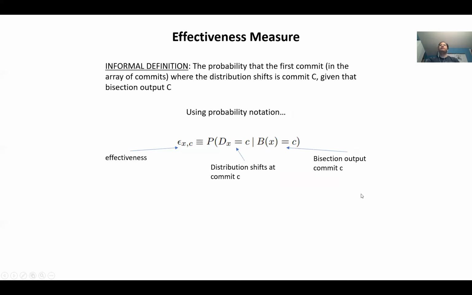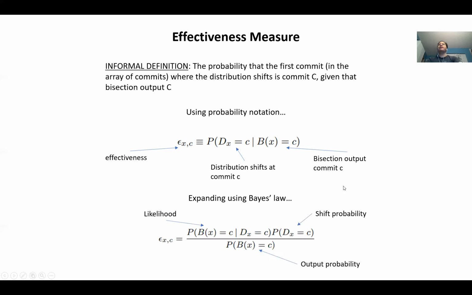If we translate that into probability notation, it looks something like this. This symbol, epsilon x comma C, is effectiveness. This portion, the dx equals C, says that the distribution shifts at commit C. And this conditional here is bisection output commit C, where B is basically the bisection algorithm. So this is just a mathematical translation of this informal definition.